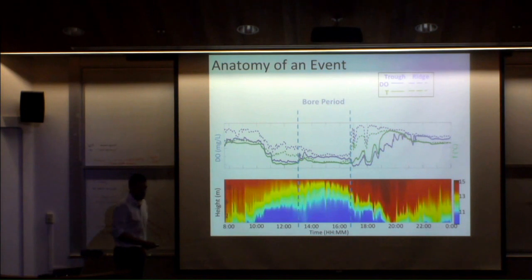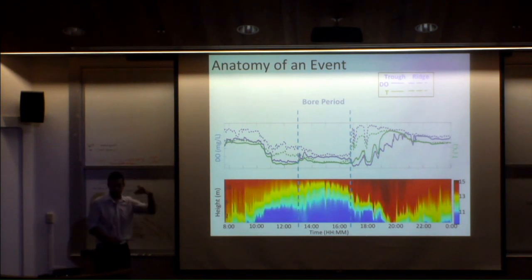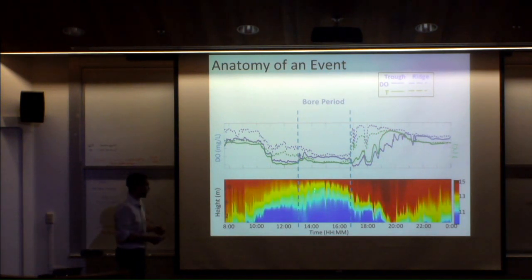But then during this bore period, when the bore comes into maximal residence in the water column, the thermocline is as high as it's going to go, we see that both temperature and oxygen between the trough sensors and the ridge sensors are reading almost identically. So during this period, there is almost no vertical difference across the height of the reef topography.